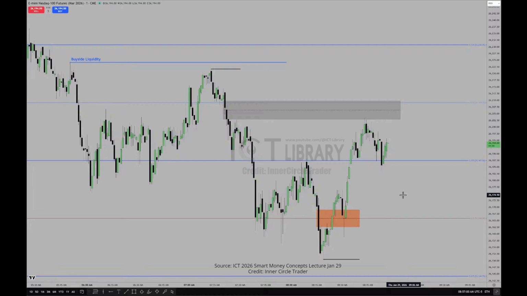You just need base hits. Base hits, I promise you, base hits make millionaires. What's a base hit? Buying that inversion fair value gap and just getting out at that high right there.